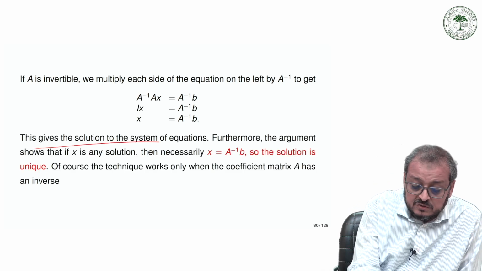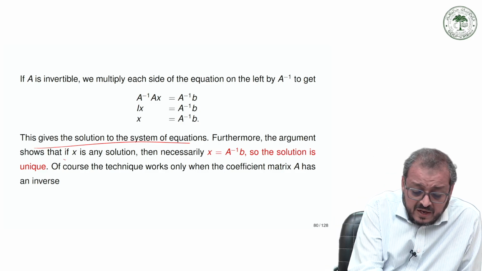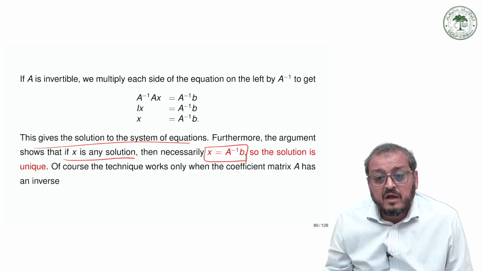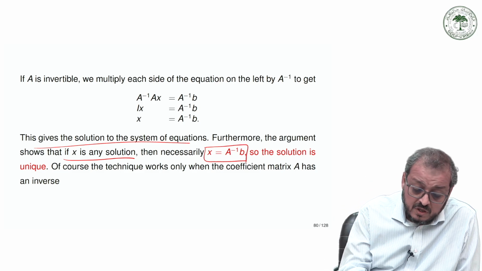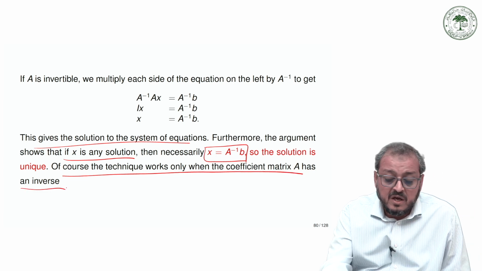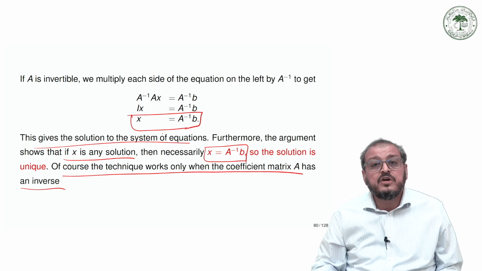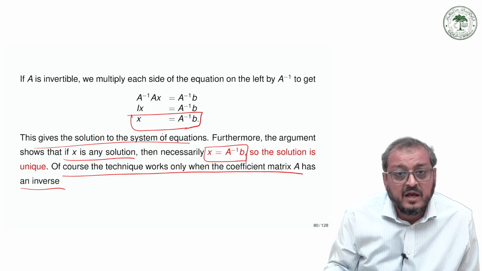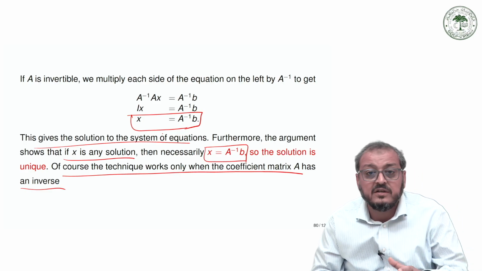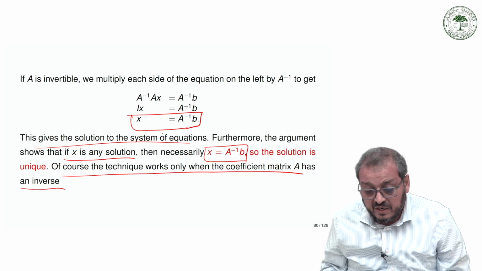Now this gives the solution of the system of equations. If x is any solution, then necessarily x can be written in the form A inverse B, so the solution is unique. Of course, this technique works only when the coefficient matrix A has an inverse. If the coefficient matrix is not invertible, then we cannot get the solution of any system of equations by using this technique.